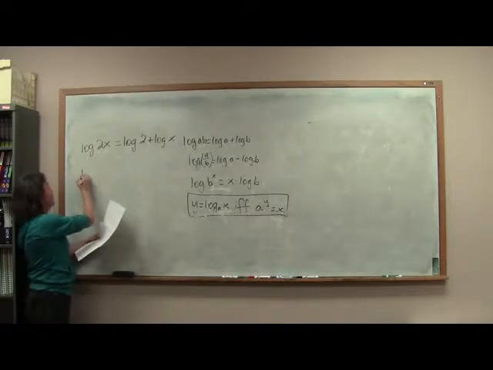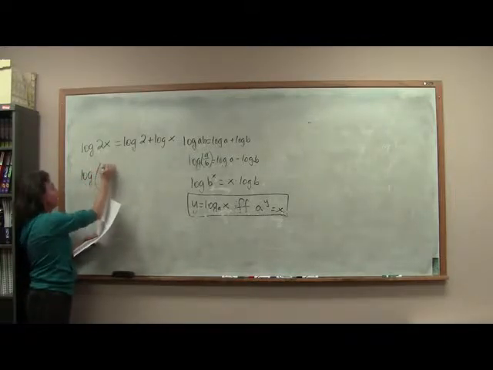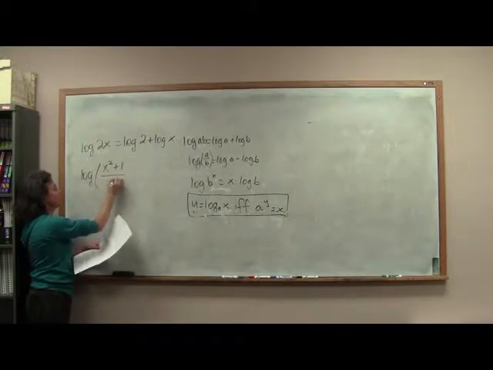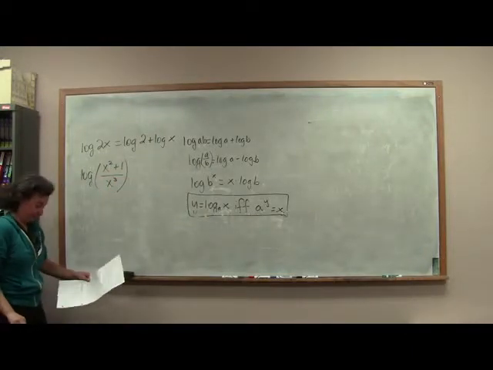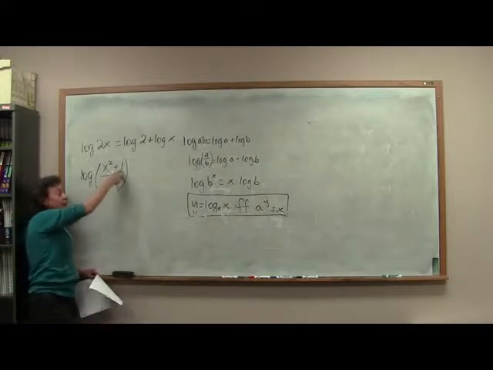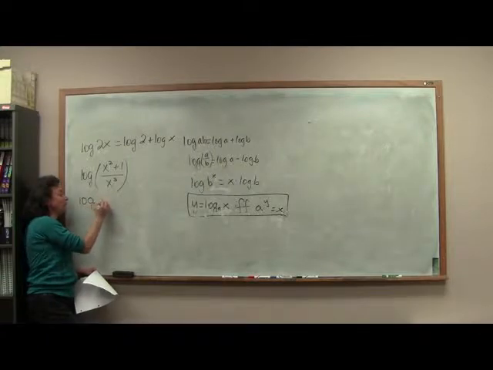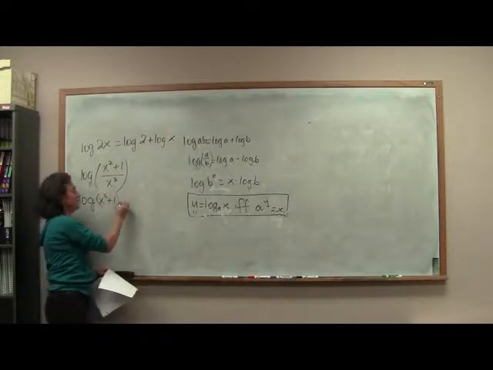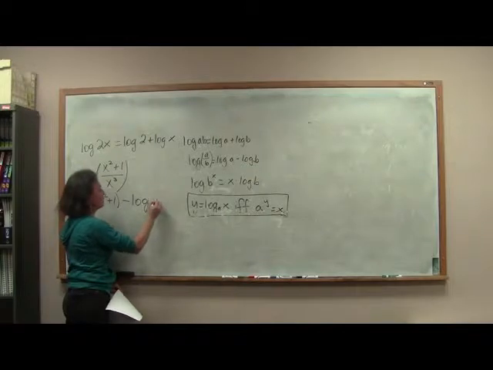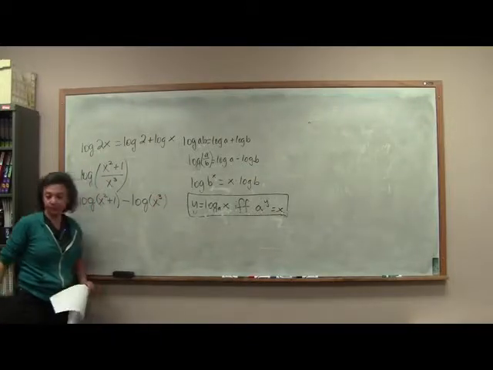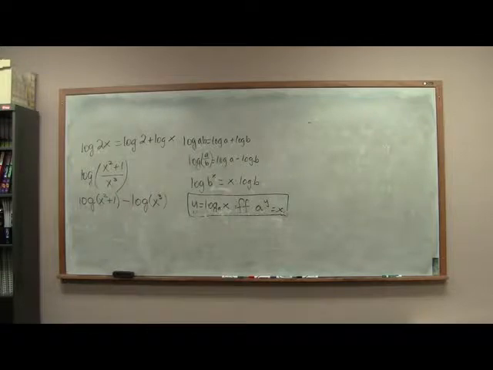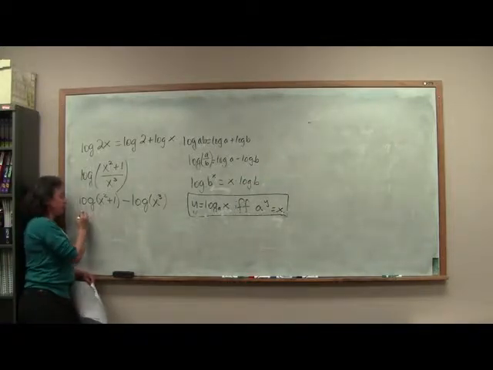What if I have log of x squared plus 1 over x cubed? Now I've got the quotient, so I can first rewrite that as the log of my numerator minus the log of my denominator. Now, I claim in this case I'm not quite finished. Why? Because this guy's as simple as he can be. That's the log of x squared plus 1.